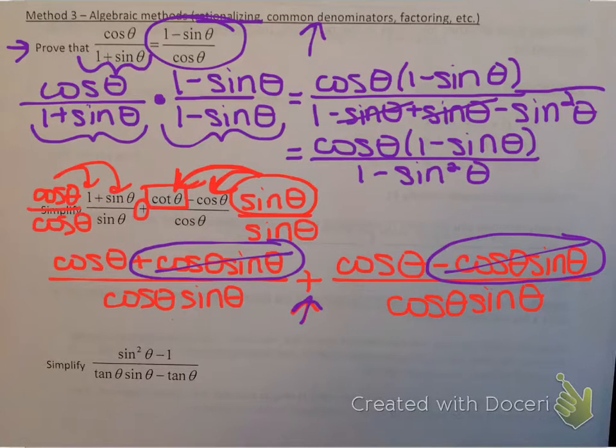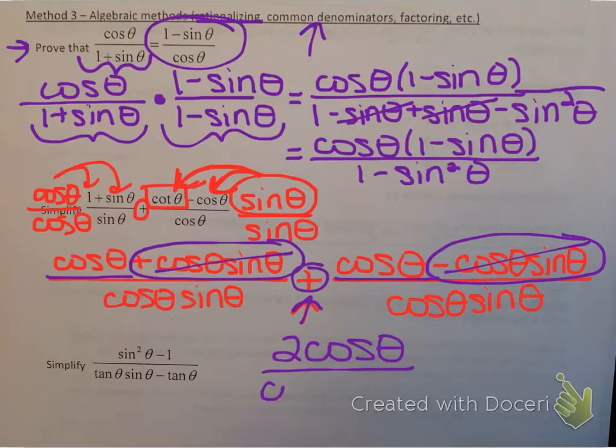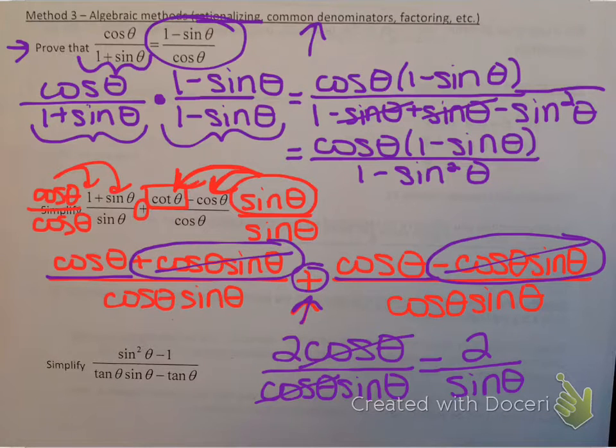So on my next step, when I add these two fractions, all I will have is cosine of theta plus cosine of theta, which would be 2 cosine of theta over the common denominator, which is cosine of theta sine of theta. And then I have a 2 times a cosine on top, and I have a cosine times a sine on bottom, so the cosines would cancel, and I would have 2 over sine of theta. And if 1 over sine is cosecant, then 2 over sine is 2 cosecant of theta.